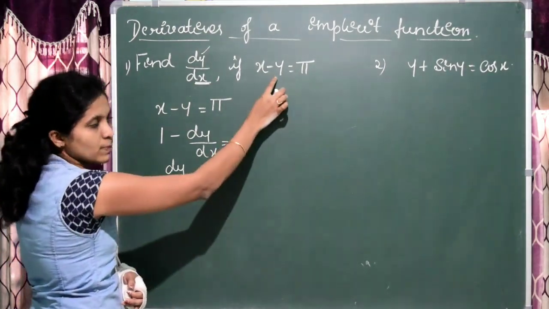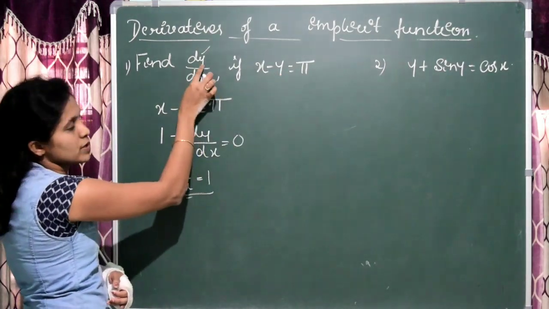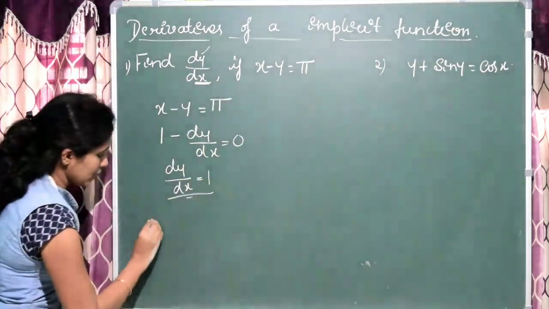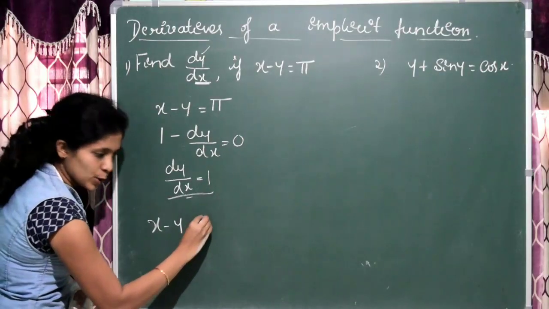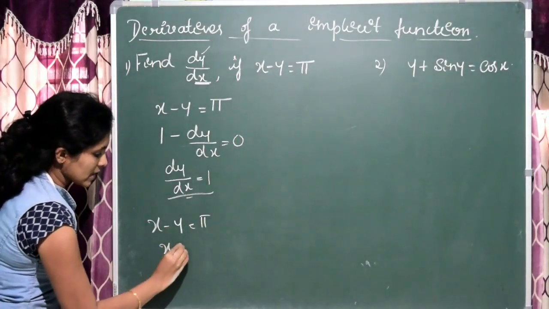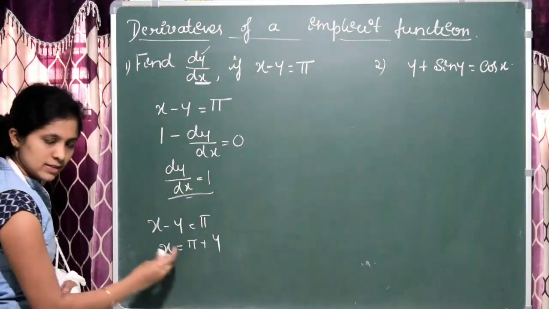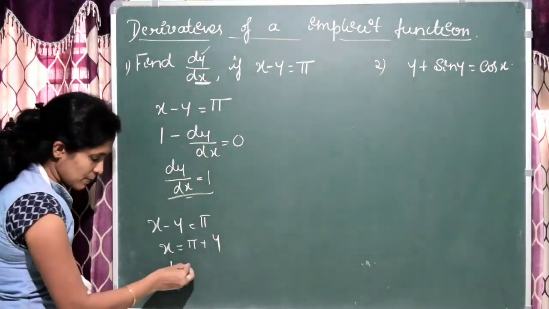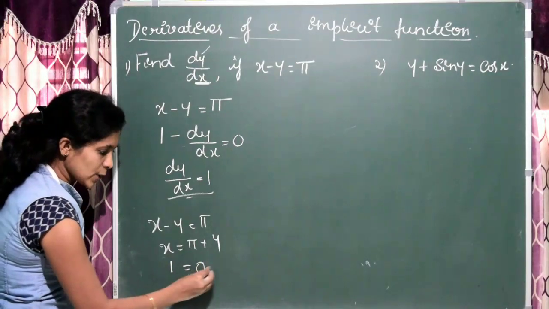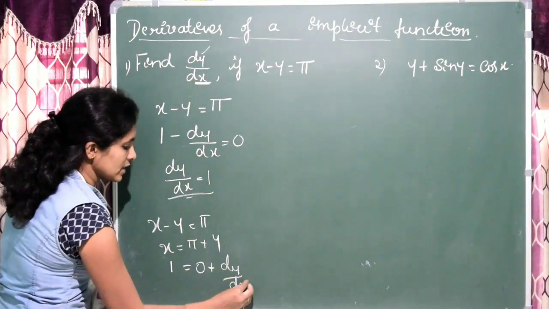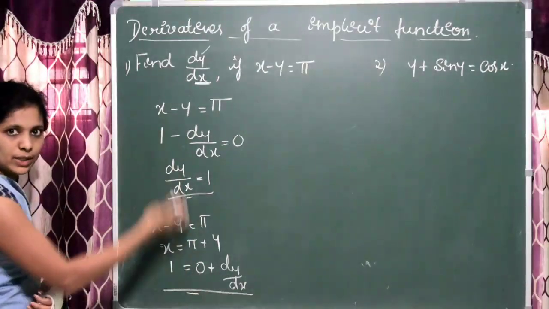Or else, x minus y is equal to pi is there. So you are differentiating y with respect to x. First write this one in the form of y. So there it is given x minus y is equal to pi. So I can write x is equal to pi plus y. Yes. So derivative of x will be 1 with respect to x. Derivative of pi will be 0 plus derivative of y will be dy by dx. By this also we can say dy by dx is equal to 1. Any one method is enough.